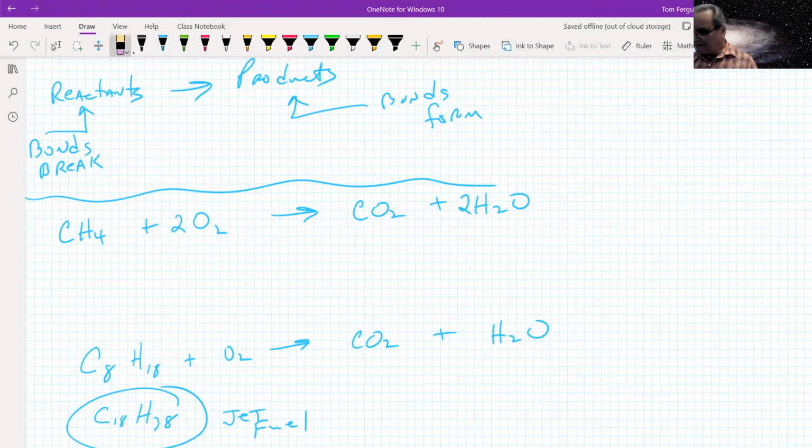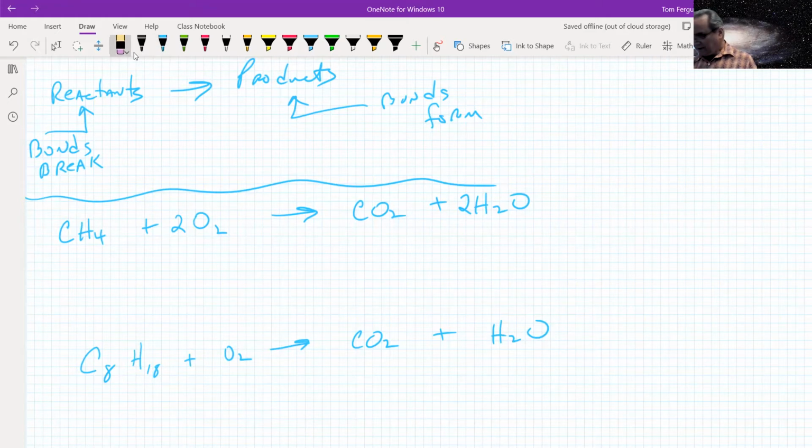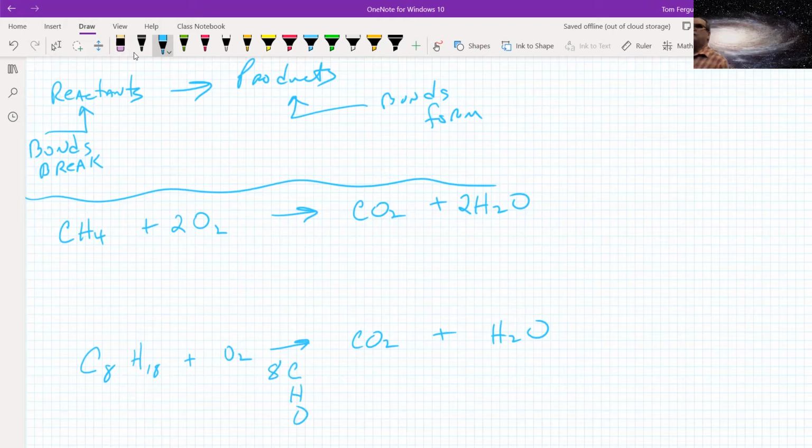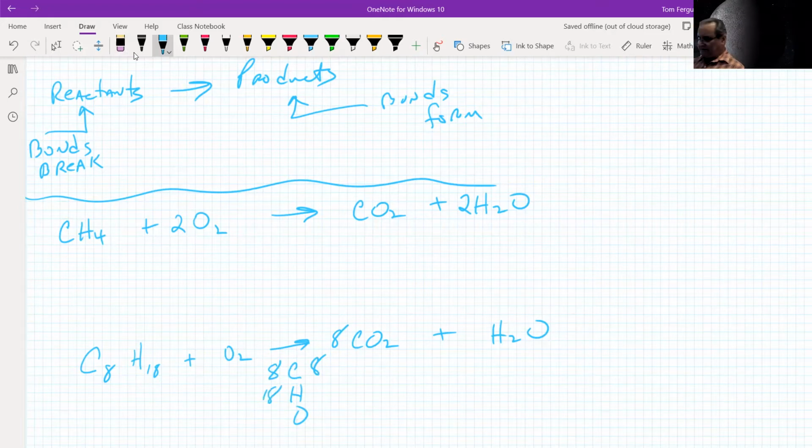Okay, so let's do this now here. All right, so first off, you ask yourself, is this balanced? Okay, easy way to tell this is not balanced is because we have 8 C's on the left, 1 C on the right. So immediately, we know it's not balanced. And what are we going to put in front of the CO2 to immediately get 8? 8. Okay. Hydrogen's on the left, we have 18. How many on the right? What do we multiply 2 by to get 18?